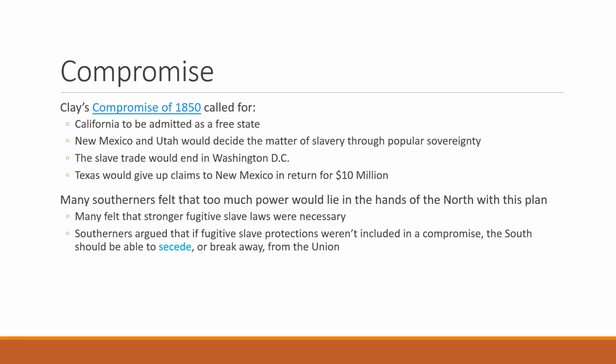So when we look at Clay's Compromise of 1850, it called for California to be admitted as a free state, it called for New Mexico and Utah to decide that matter based upon the idea of popular sovereignty. It would allow for the slave trade within Washington, D.C. to end, and Texas would give up claims to New Mexico in return for $10 million.